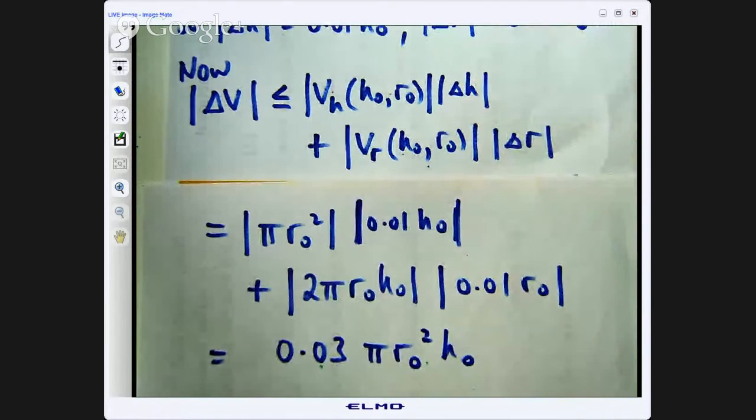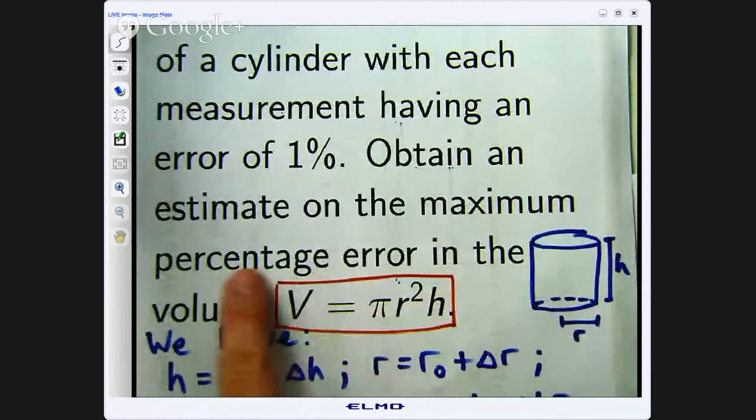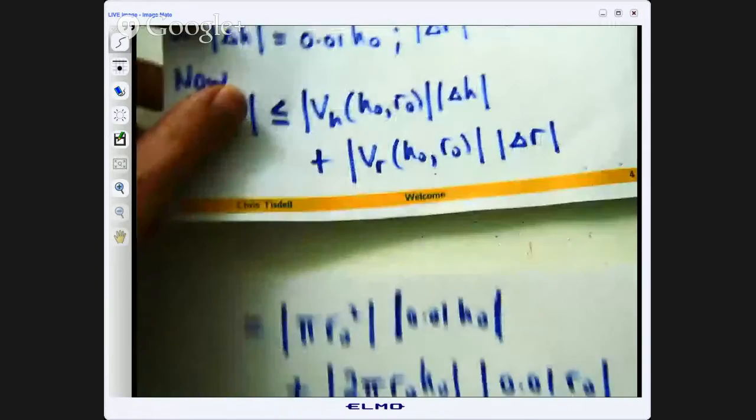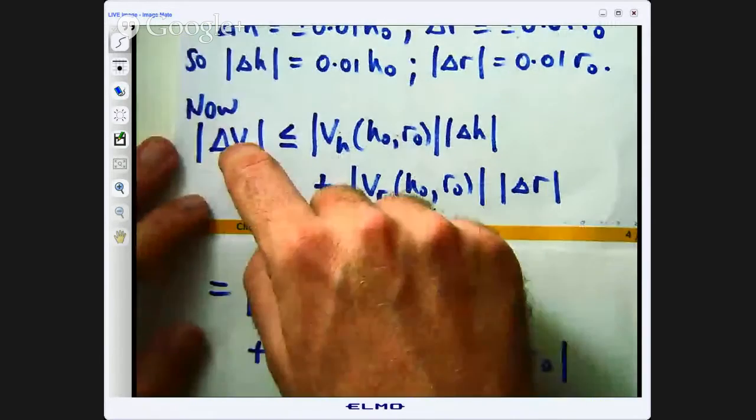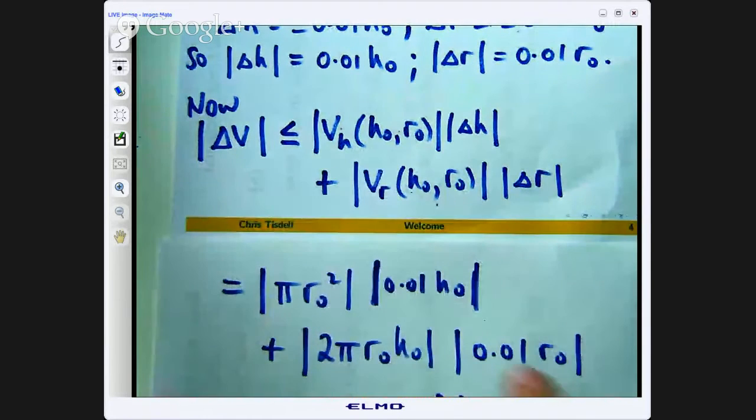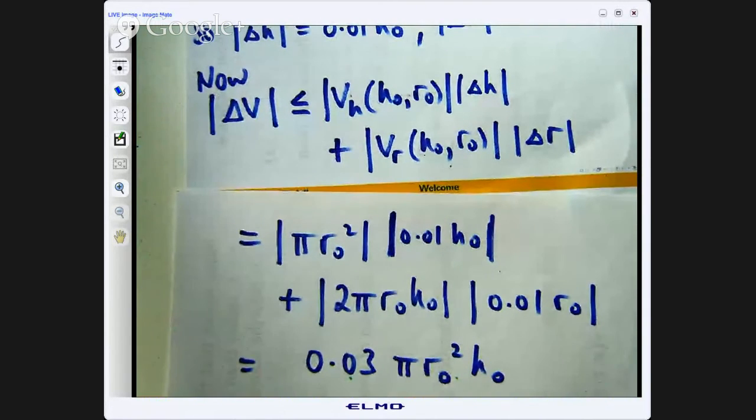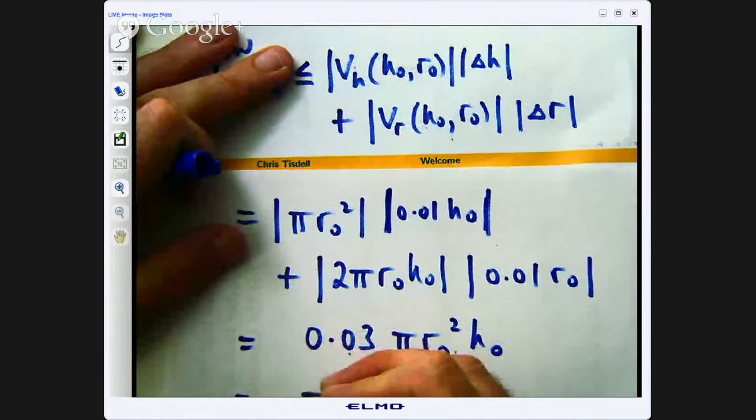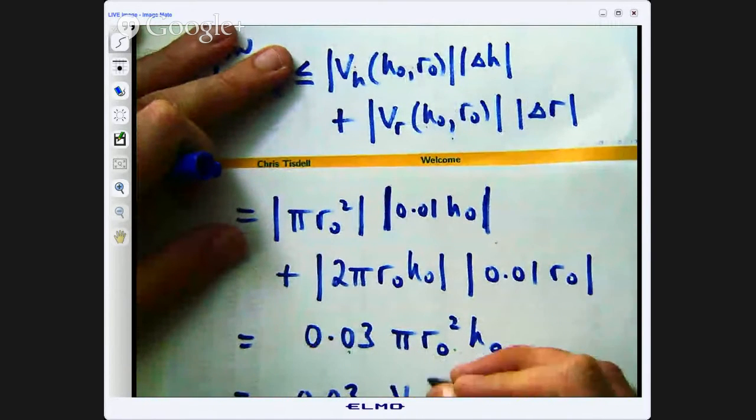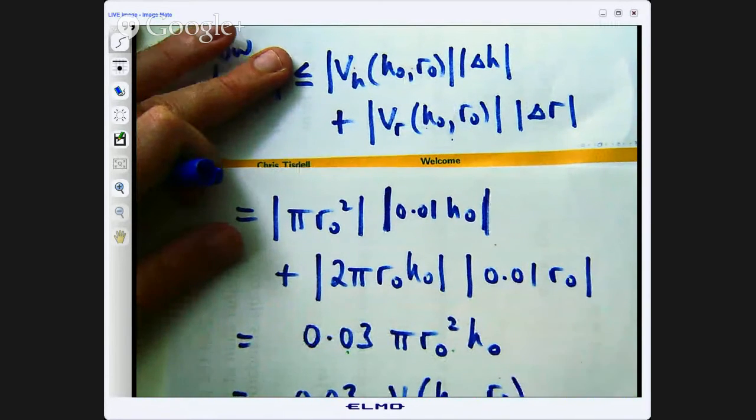So remember, what we're chasing here is an estimate on the maximum percentage error in V. Okay, so I've got an estimate for the error delta V. We want to express this as a percentage error now. Okay, now over here, what is this? This is V, the volume at h naught, r naught, whatever those things are.